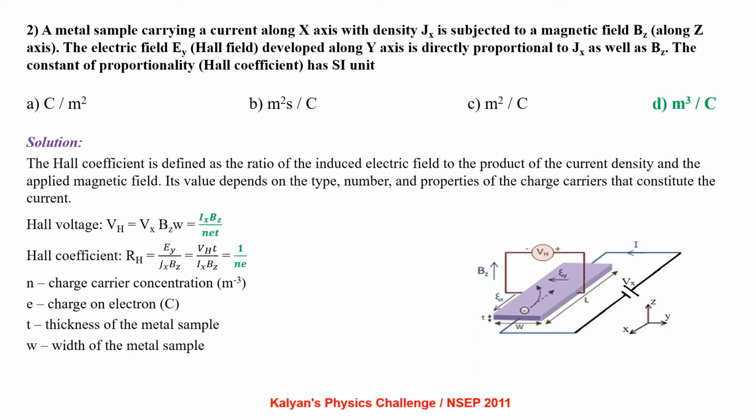The Hall voltage Vh equal to Vx into Bz into W, Ix Bz by Net. The Hall coefficient Rh equal to Ey by Jx Bz, which comes out to be 1 by Ne. Here N is the charge carrier concentration per meter cube, e is the charge on the electron in coulomb, t is the thickness of the metal sample in meter, and W is the width of the metal sample, which is also measured in meter. So ultimately the SI unit of the Hall coefficient comes out to be meter cube per coulomb.